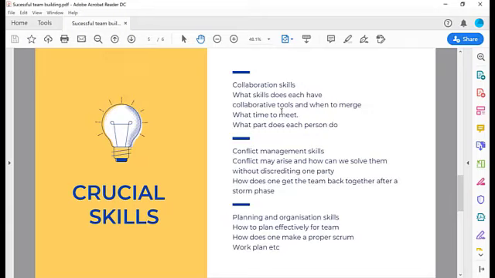How does one get the team back after the storming phase? How can we get back all of us and say that this is our team and we're still going to stand by this and we're going to complete this project?